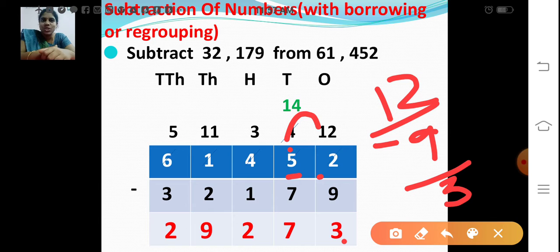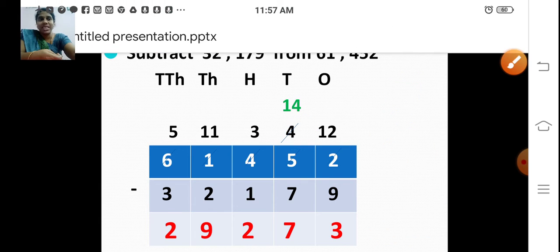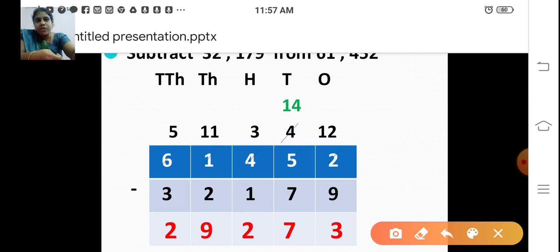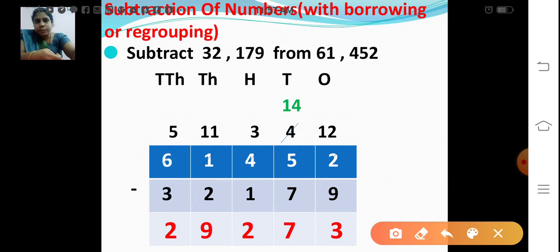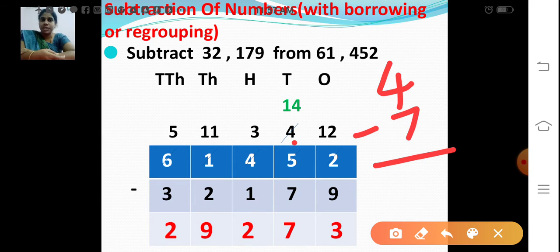Now let's move on to the tens place. What number do I have in the tens place now? 4, right? 4 minus 7 is also not possible. So I am going to borrow 1 from the hundreds place now. So my hundreds place will become 3 now. Now I am giving 1 to the tens place.